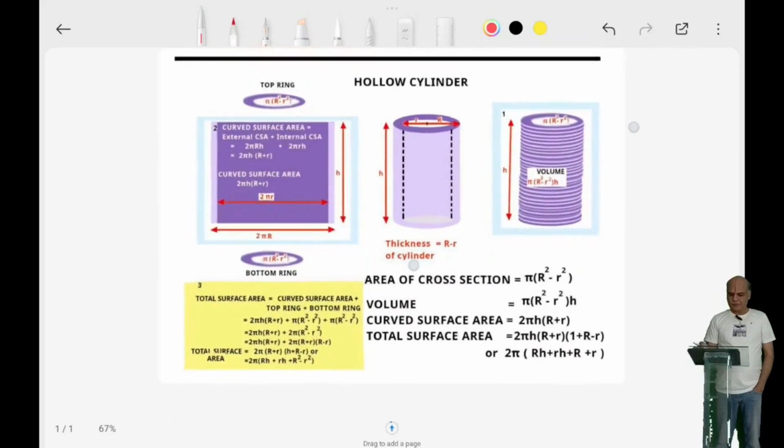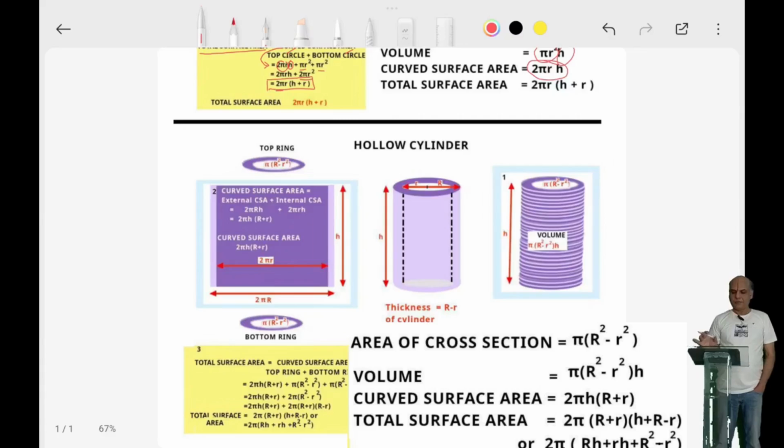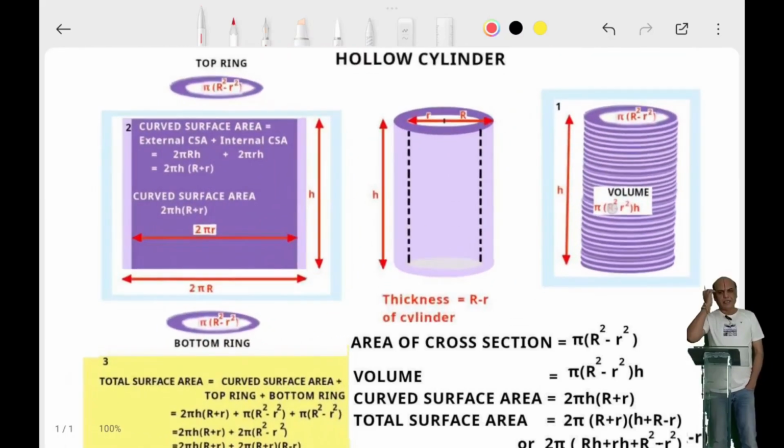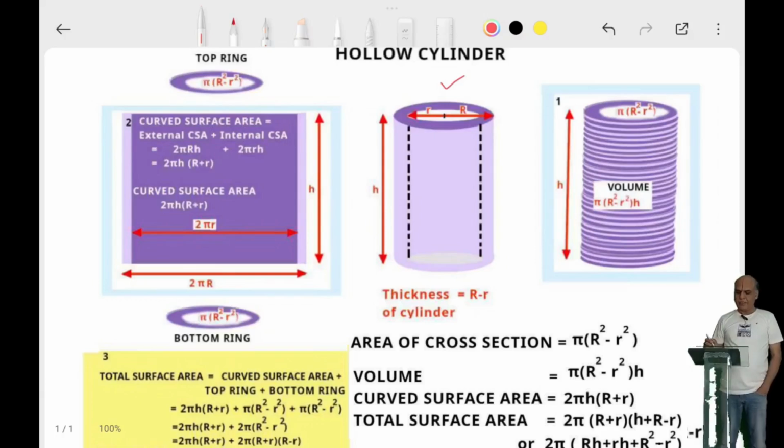Let's move on to the hollow cylinder. When we extend the same logic to a hollow cylinder, focus on the screen. This is your hollow cylinder. Here if you see, the cylinder is hollow in the center along the axis. That means the cylinder has an external radius capital R and an internal radius small r. Then the height of the cylinder as usual is h.